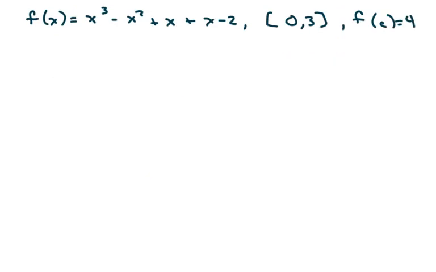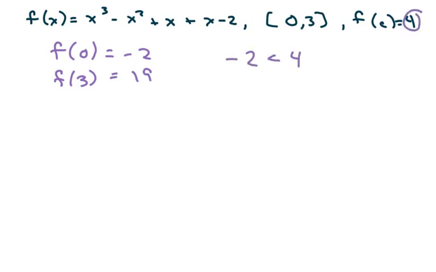Okay, the next one we have is here. We're going to do f of 0 and f of 3. f of 0 is easy, that's just going to be -2, but f of 3 is going to be 19. So, is 4 in between? This is our k. 4 is in between -2 and 19.